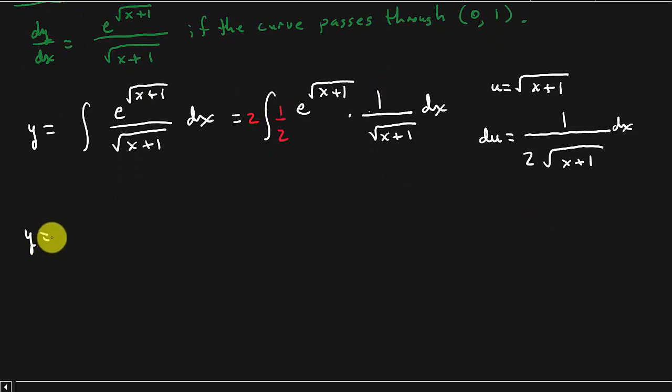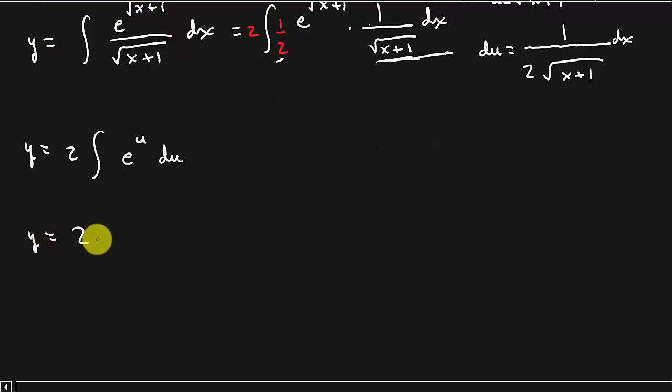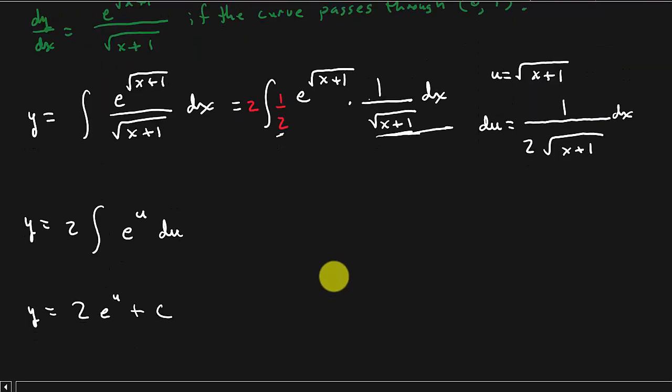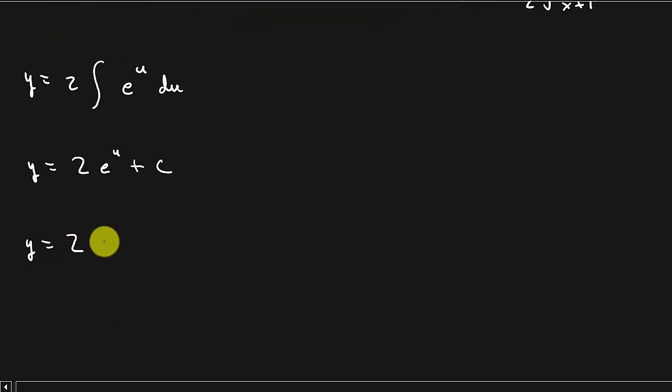And so now y equals 2 times the integral of e to the u, since the square root of x plus 1 is replaced with u, and the 1/2 times the square root of x plus 1 dx is replaced with du. So now y is equal to 2e to the u plus c. Then I make my substitution back, putting the square root of x plus 1 in for u, so y equals 2e to the square root of x plus 1 plus c.